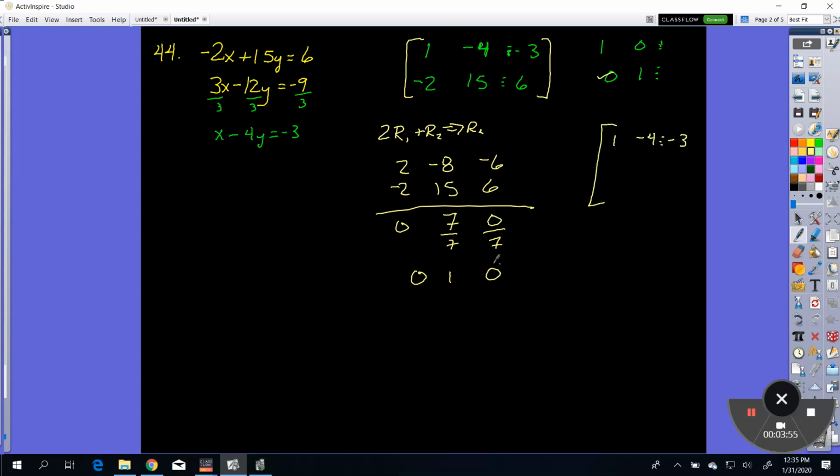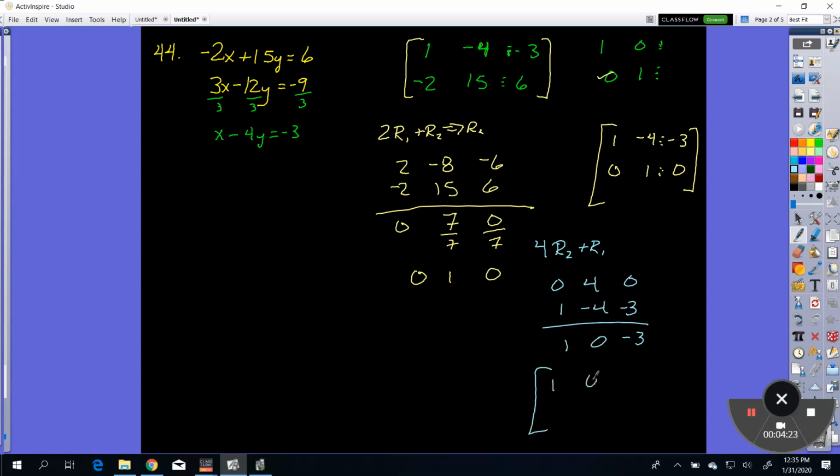Now, if it would have said 0, 0, 0, then we know that it's infinitely many solutions. So now I want this negative 4 to disappear. So I'm going to multiply row 2 by 4 and add it to row 1. So 0, 4, 0, 1, negative 4, negative 3. That makes 1, 0, negative 3. So that's row 1. Remember, we multiply stuff on the outside here, but that does not change that row on the inside of the matrix. So 0, 1, 0. And again, that's my answer.